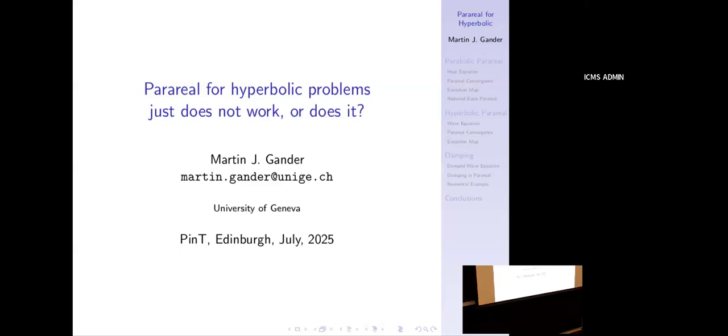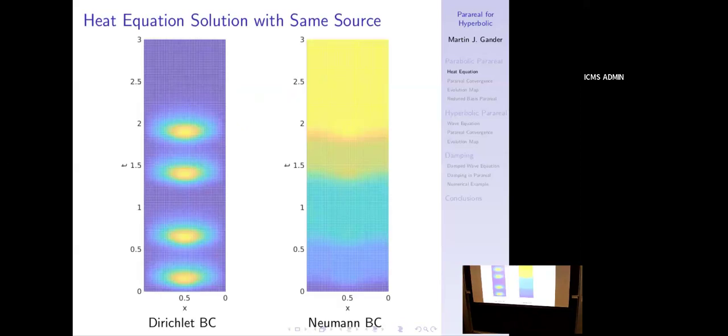I want to talk about Parareal for hyperbolic problems, and I've always said it doesn't work. And this is still my title, but then I added, or does it? And I want to start with an example from last year, which is a parabolic problem, where I explained that boundary conditions are important in that context.